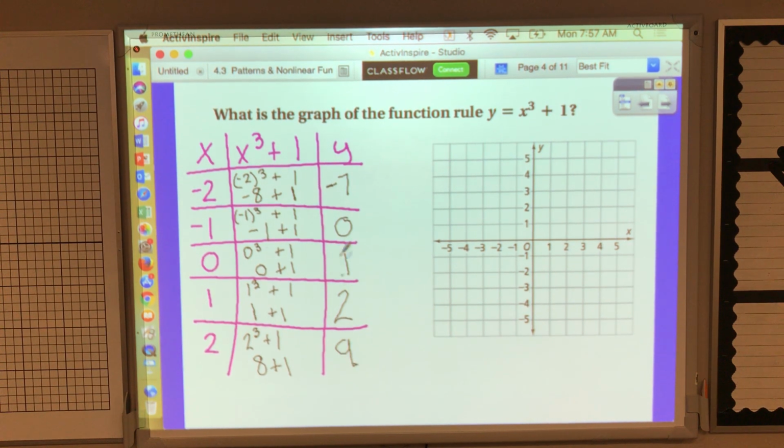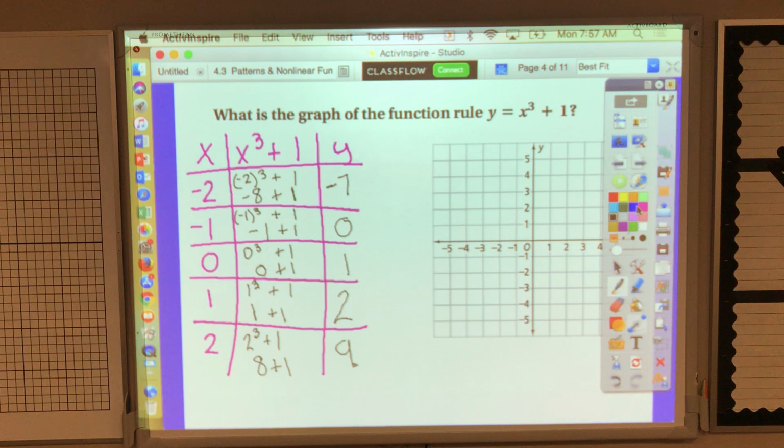is 9. Now if you notice, this one's going to give us a nonlinear function. It does not have a constant rate of change. Here I'm changing by 7. Here I'm only changing by 1, another 1, and then by 7 again. Okay, so this is a nonlinear graph.